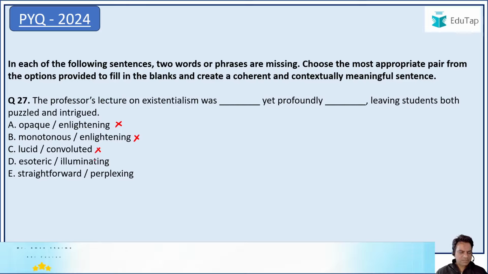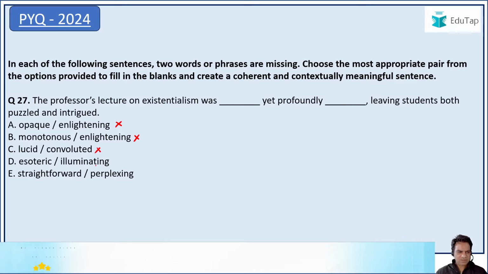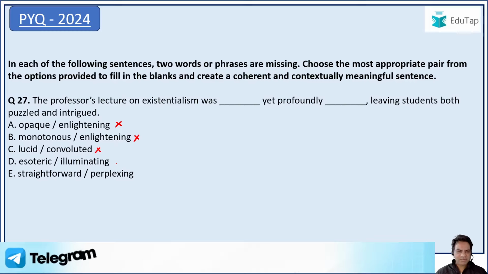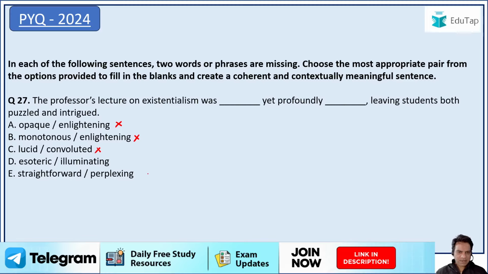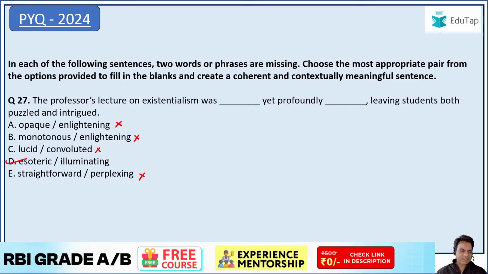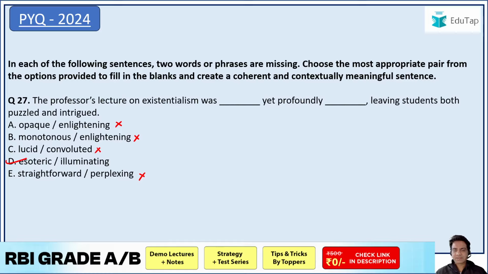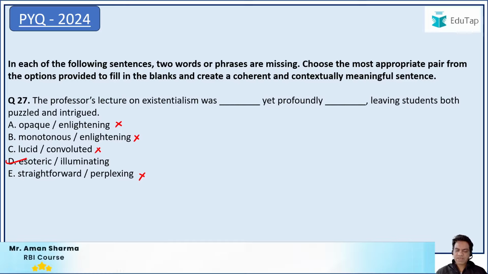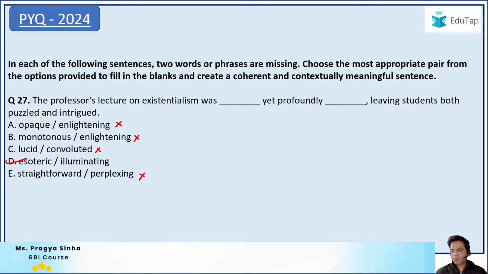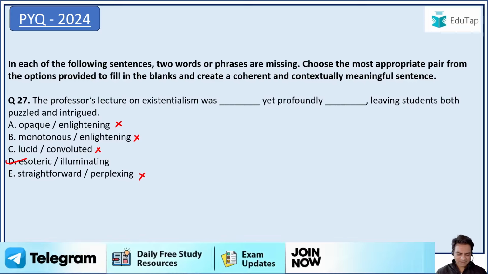Esoteric is something that is understood by very few people, very wise people. So the professor's lecture on existentialism was esoteric and yet profoundly illuminating, that it was very illuminating too, leaving students both puzzled and intrigued. Yes. And the lecture was straightforward and profoundly perplexing. No, guys. The correct answer is option D. The professor's lecture on existentialism was esoteric, something understood by very few wise people, yet profoundly illuminating. It was very intriguing, very illuminating, very thought-provoking. So that's why the students were left both puzzled and intrigued. So option D is your correct answer, guys.